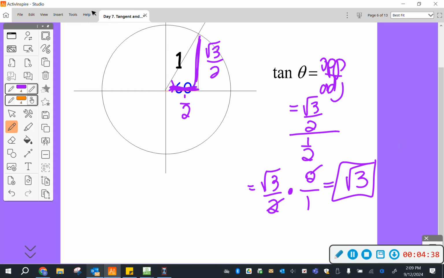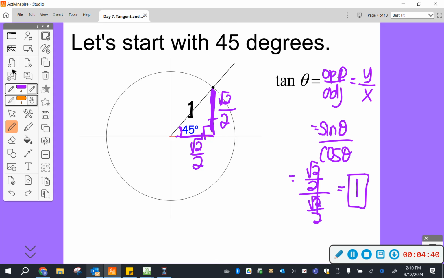Now, let's go back to the first slide. Could I have just always done y divided by x? That's essentially what we did, right?